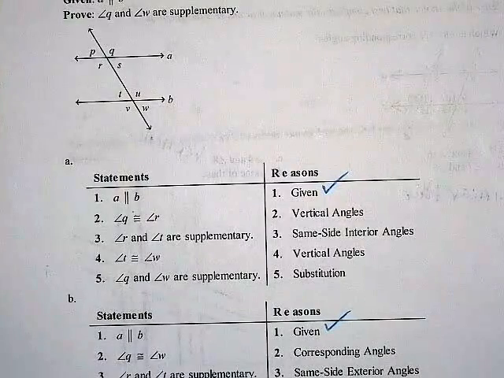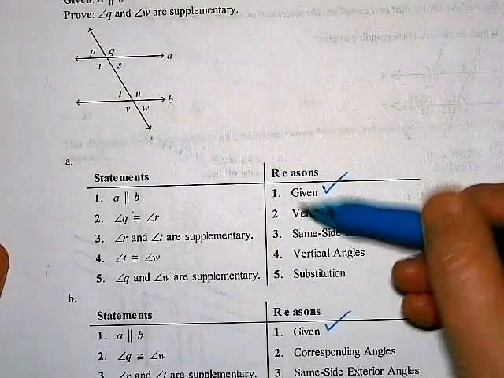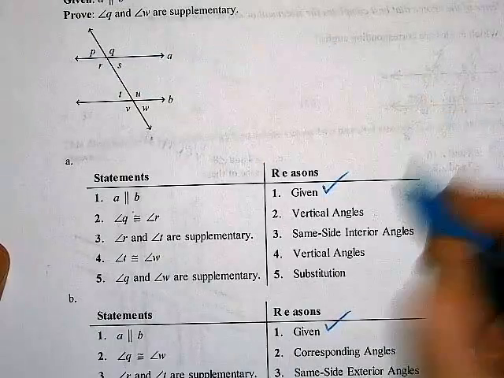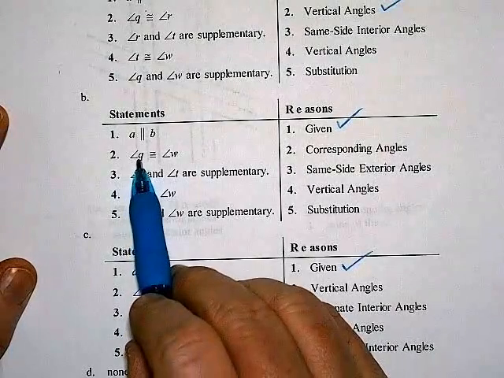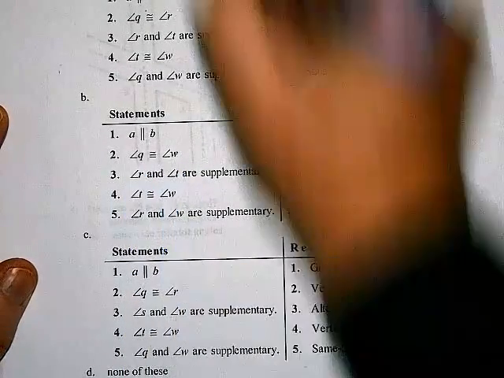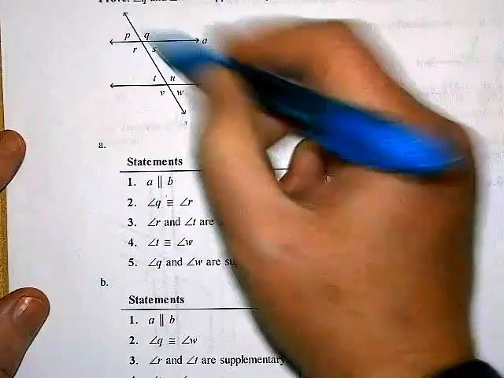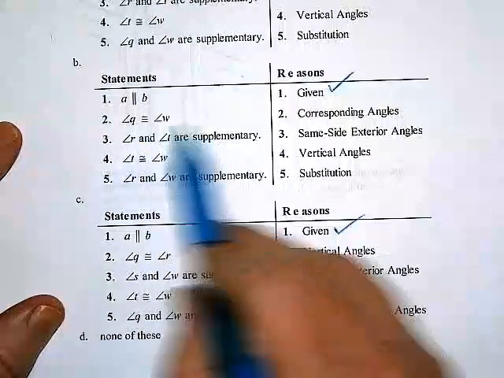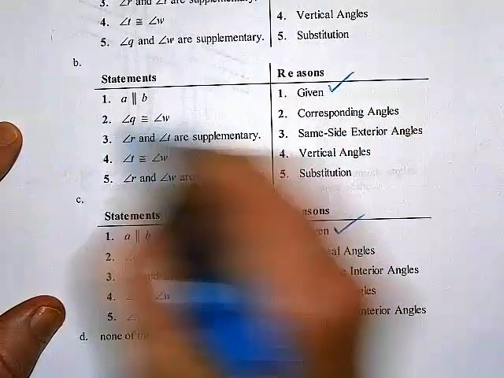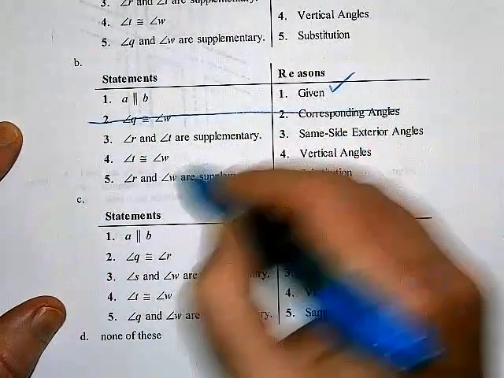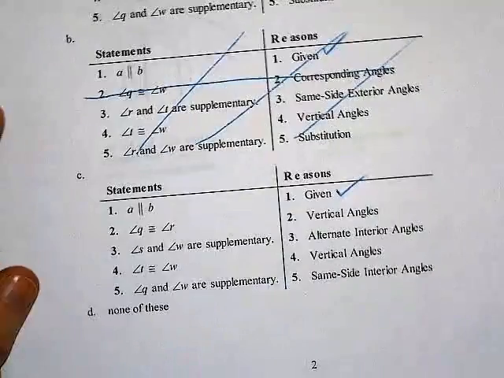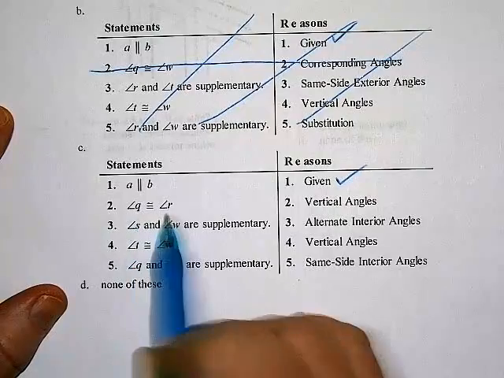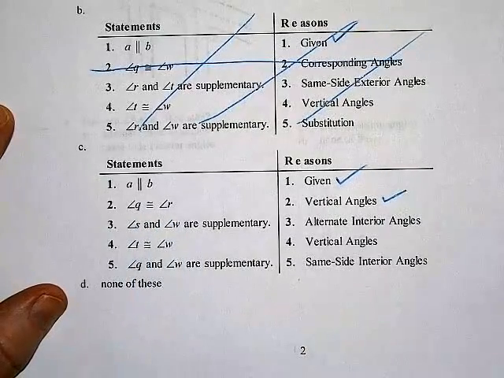Next, it says angle Q and angle R are congruent because they are vertical angles. That is true. Number 2, on the second one, says Q and W are congruent because they're corresponding. That is false. So that whole thing's gone. Once you find a problem with it, you throw it out. Q and R are congruent because they're vertical. So far, I'm going back and forth between the first one and the third one.